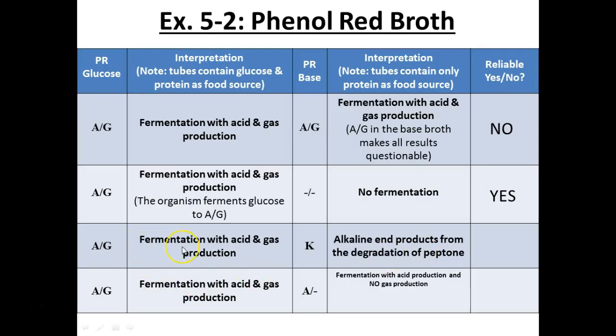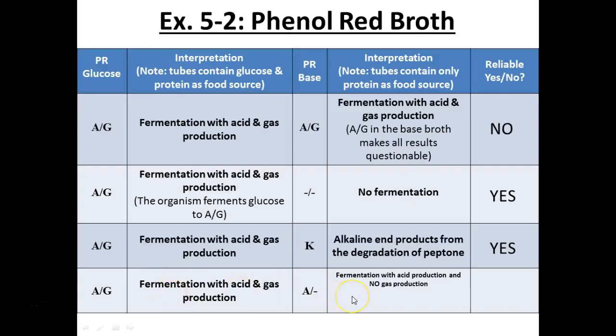Could you have an organism eat the sugar, ferment it, produce acid and gas, and then when given the protein-only source, digest the protein and produce a pink tube? Yes. Whose organism would probably do that? Jessica's, right? So this would be a reliable result, right? If we gave it sugar, it's going to eat it, and it's going to produce acid and gas. If we give it just protein, it's like, okay, all right, I can deal with that, right? I'll eat that. I'm good.